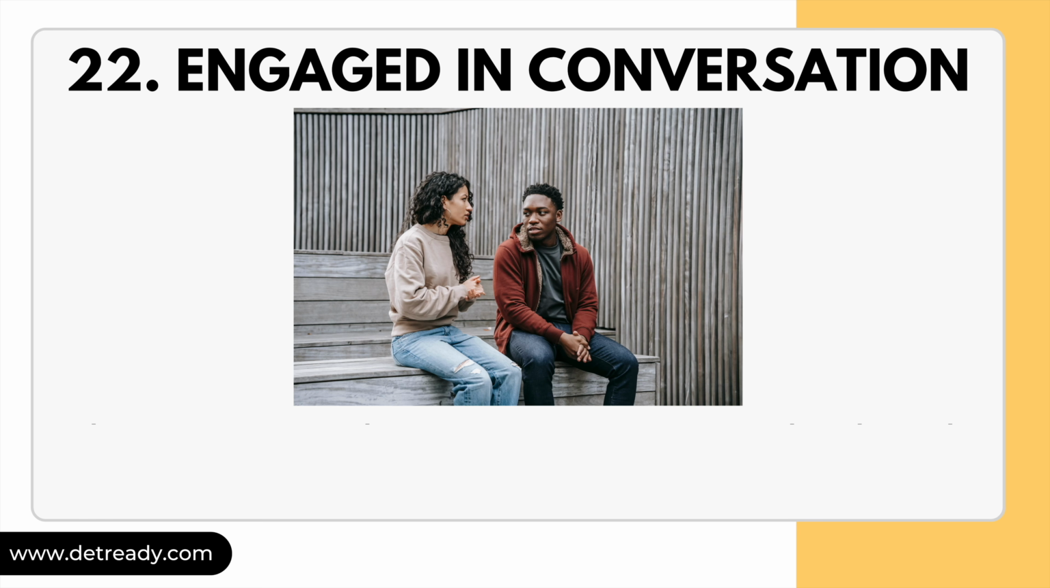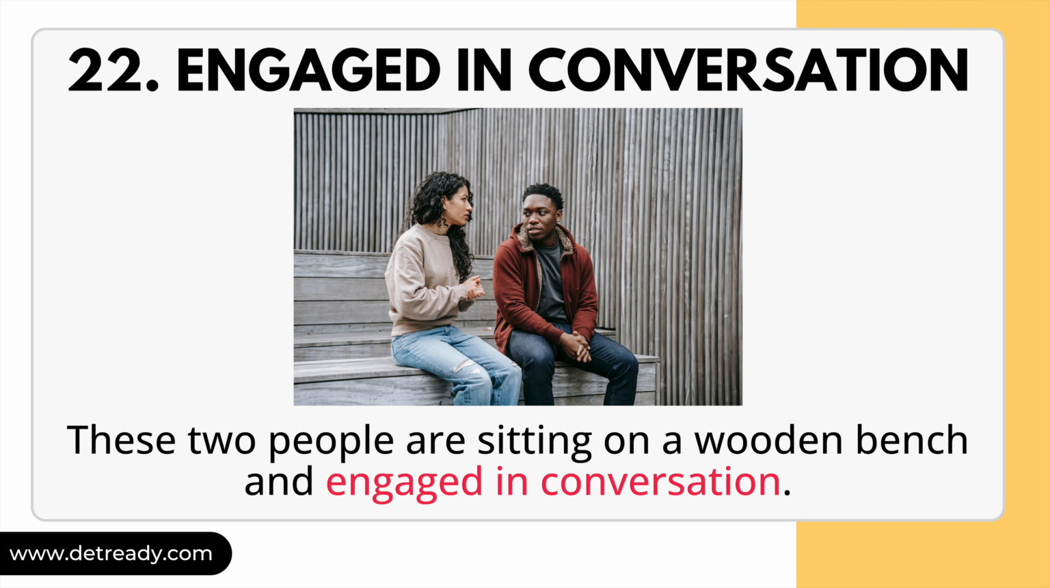Okay, let's move on to 22. What are these two people doing? Well, they are having a conversation. And I think these two people are quite focused on each other. So the phrase we can use is engaged in conversation. If you're engaged in conversation, it means that you are totally absorbed, just like these two people. They are deep in discussion. This is a good collocation you can use if you get a photo of people talking to each other. In a sentence, these two people are sitting on a wooden bench and engaged in conversation.